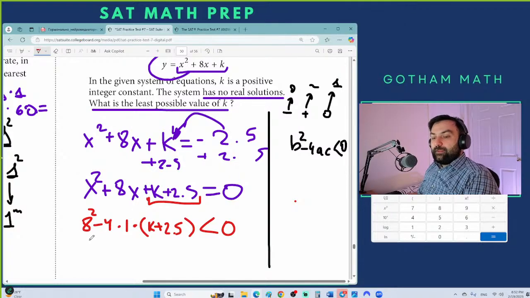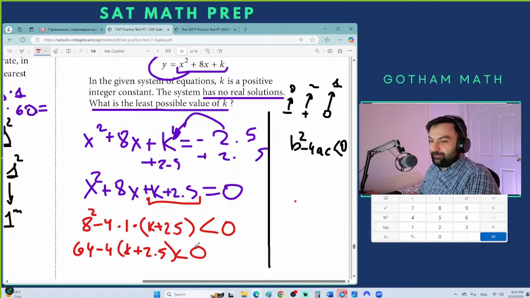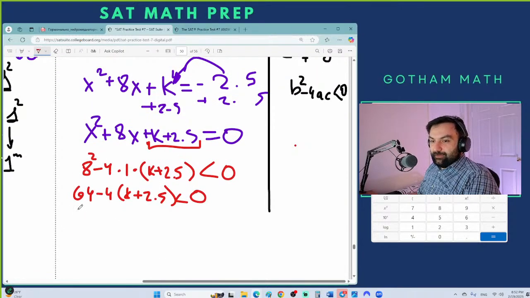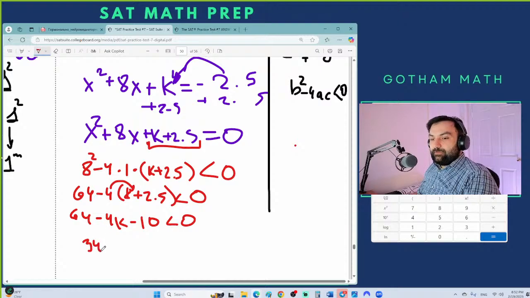Okay, let's solve it. 8 squared, 64. Negative 4 times 1 is still negative 4. I don't know. Okay, I'll write it down, even though I wouldn't in real life, like on the real test, but I don't want to skip a step. I know this one is kind of like still there. So minus 4k and minus 10 less than 0.